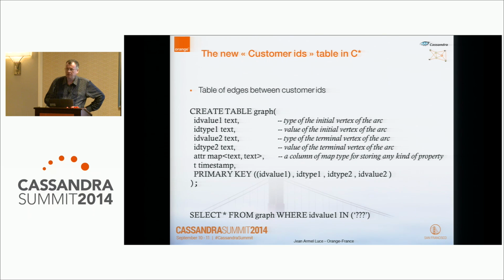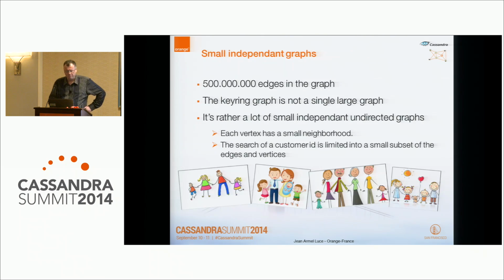The partitioning key of this table is the value of the initial identifier. So when we execute a query such as select star from graph where ID value 1 in the value of an identifier, we are able to retrieve all the neighbors of this identifier in the graph. We have nearly 500 million edges in this graph.